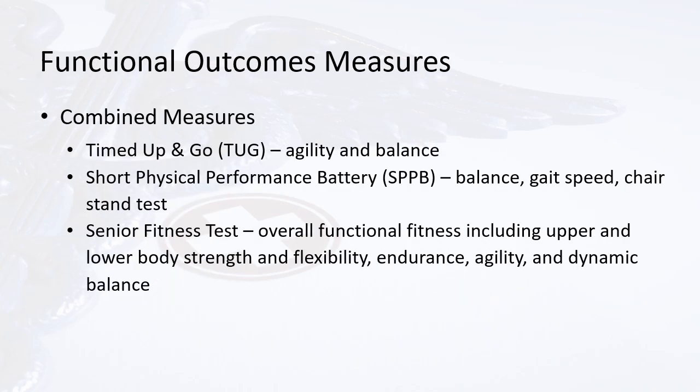Some combined outcomes measures include the timed up and go, which is a test for agility and balance, the short physical performance battery, or the SPPB, which assesses balance, gait speed, and the chair stand test, and the senior fitness test, which assesses overall functional fitness, including upper and lower body strength and flexibility, endurance, agility, and dynamic balance. Details on many of these functional outcomes tests and measures can be found on PT Now, which is sponsored by the APTA, or by searching for outcomes measures on the APTA website.